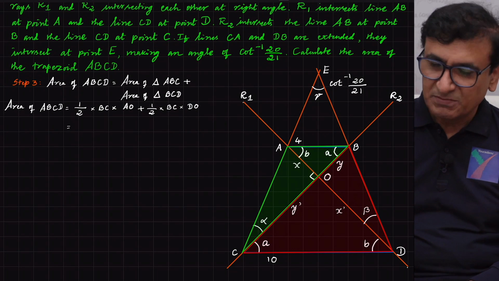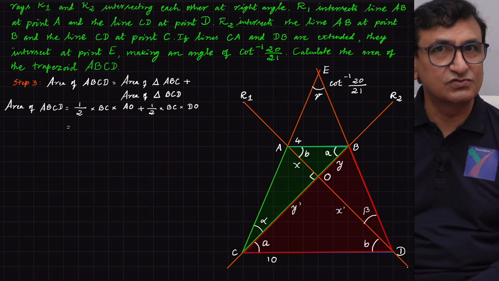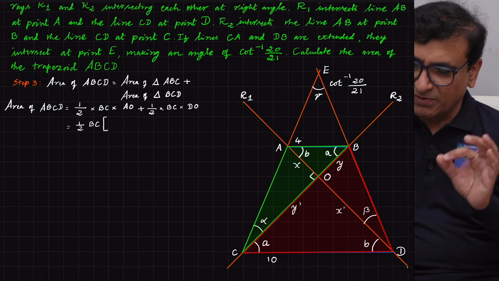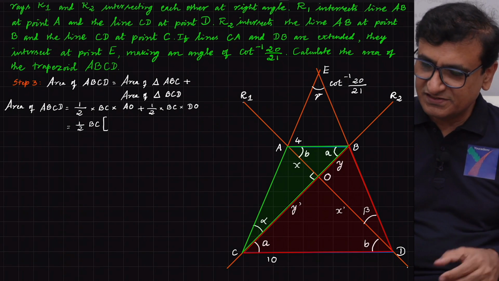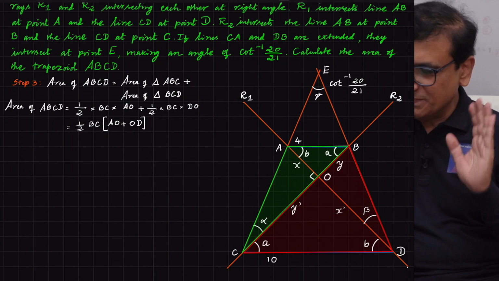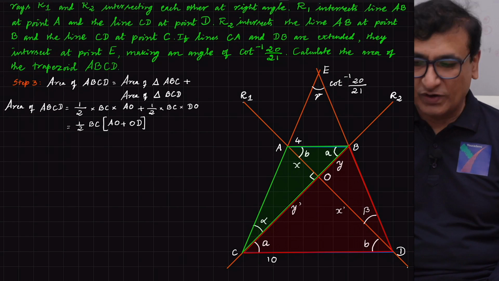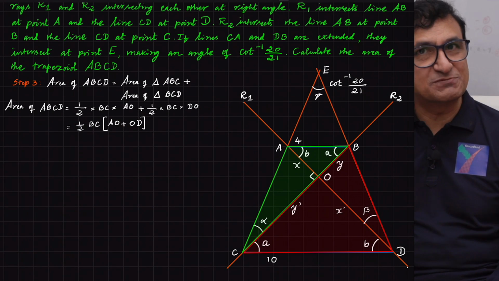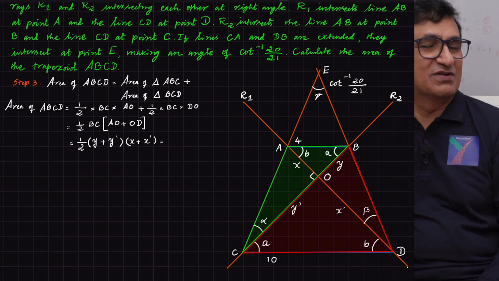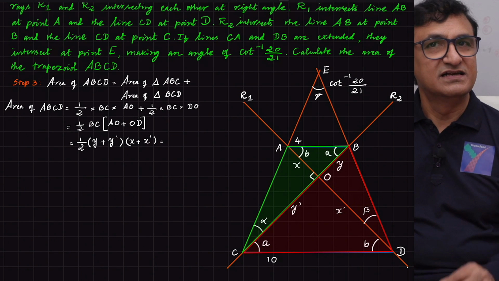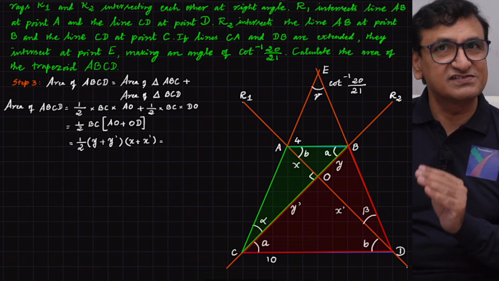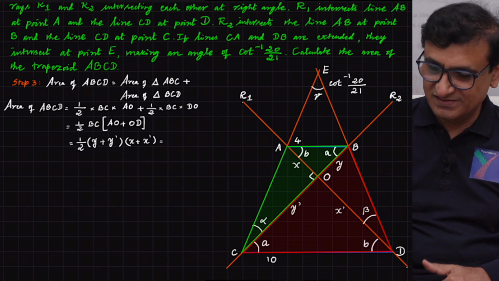Let's simplify this. BC is a common term, half is also a common term. So I'm going to factor out half multiplied by BC. So half BC multiplied by AO plus DO, correct? Let me write it as OD instead of DO. Okay, now what is BC? BC is y plus y prime, and AO plus OD is x plus x prime. Cool. We already have the values of x prime and y prime, right? So equation 3 gives you the values of x prime and y prime in terms of x and y. Let's apply this and solve for the area ABCD.